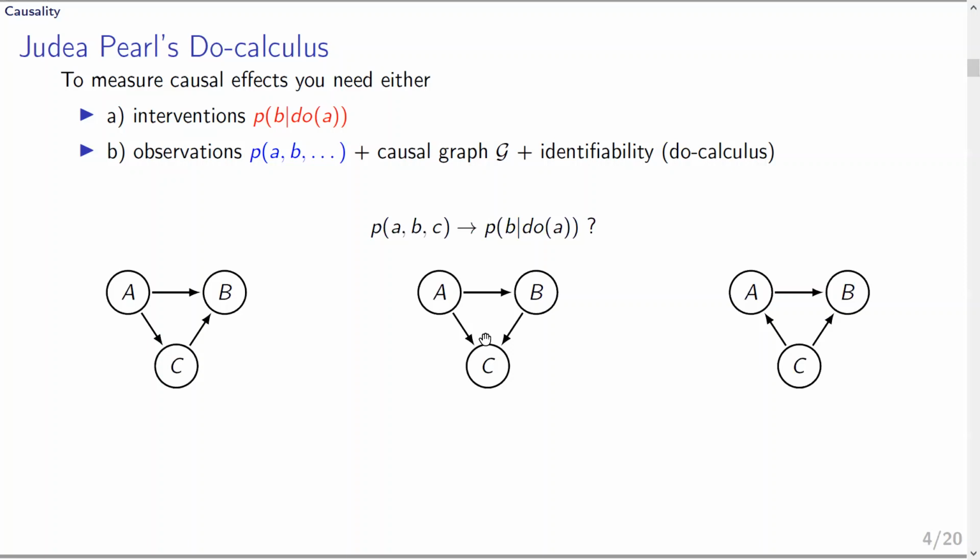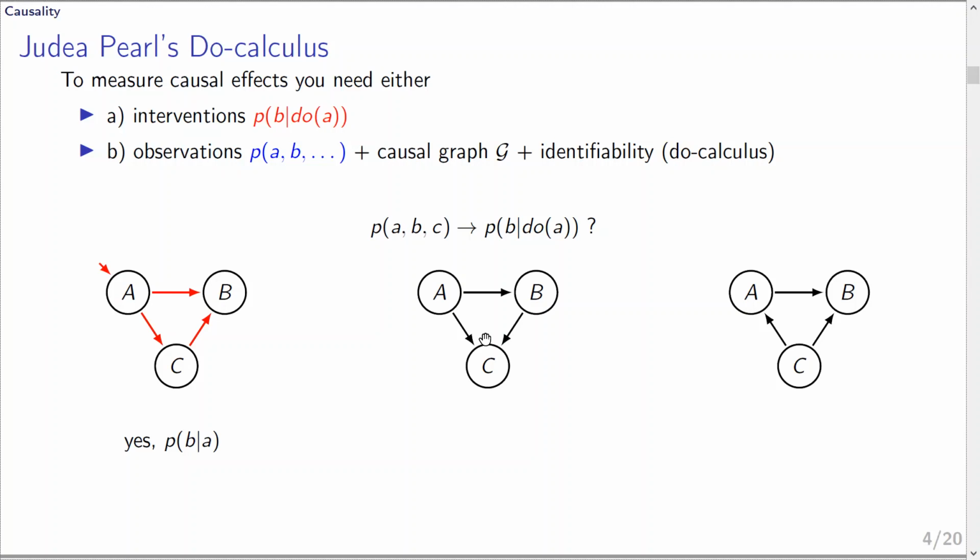Here is an example. Say that you have a system with three variables, A, B, and C, and you ask the question, okay, what is the effect of A on B? And here are three causal graphs. We study the three scenarios. In the first one, do calculus tells you, yes, it's identifiable, and it's trivially identifiable. You just have to measure P of B given A.